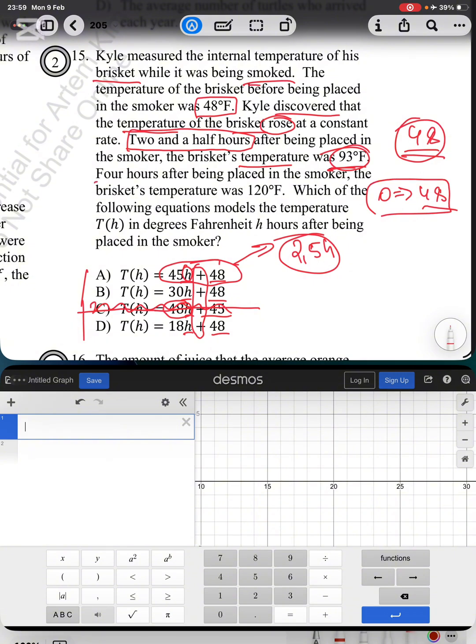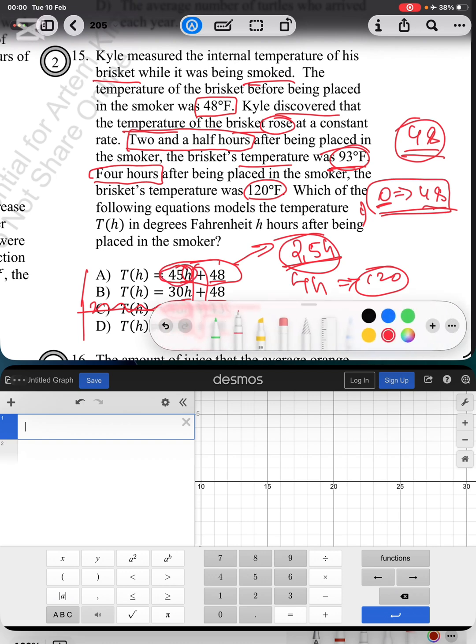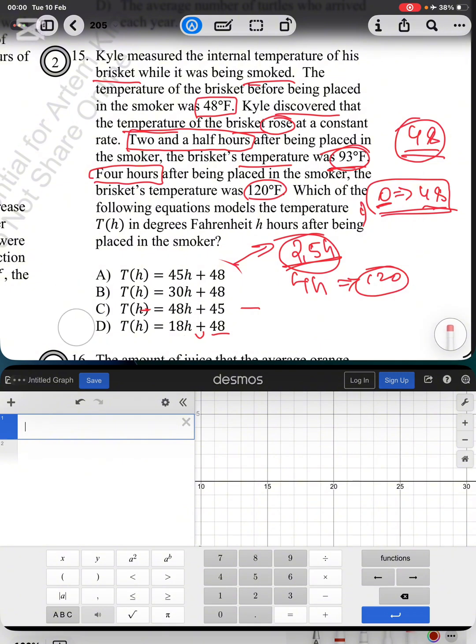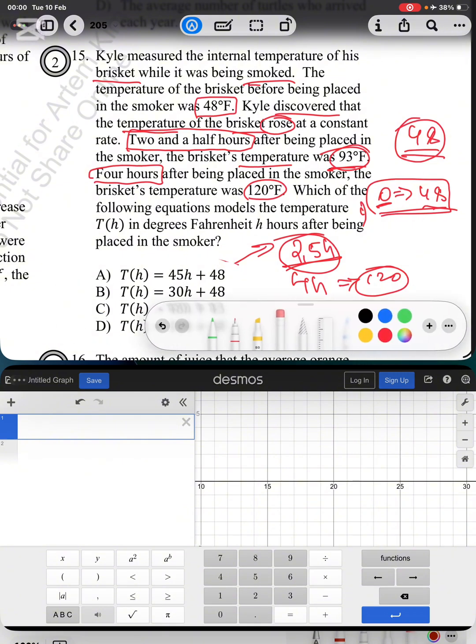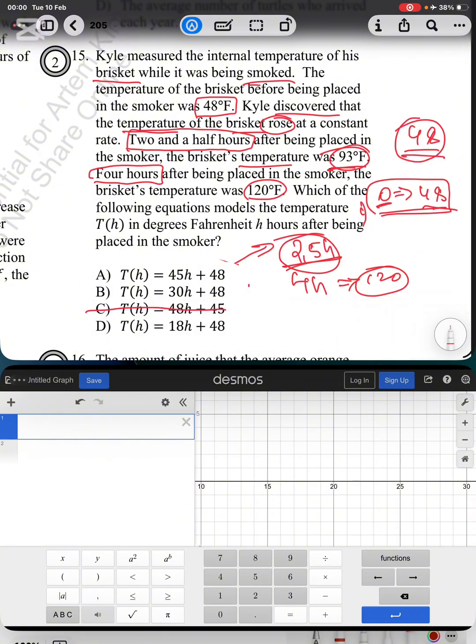Or the next one, after 4 hours, it should be what? 120. Okay, now we simply have to insert all the values. So 0 inserted, I just checked this part, but what about the next one? We have to insert 2.5 to the value of x, then work with that. Our answer should be exactly the same then. Okay, right now, C is eliminated.